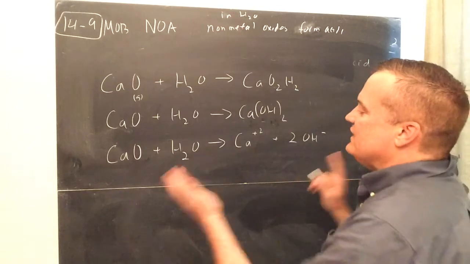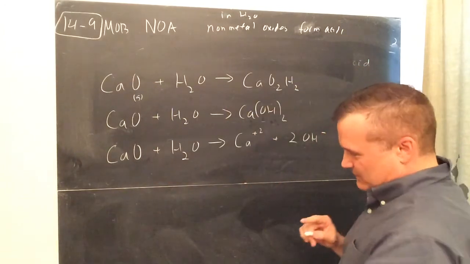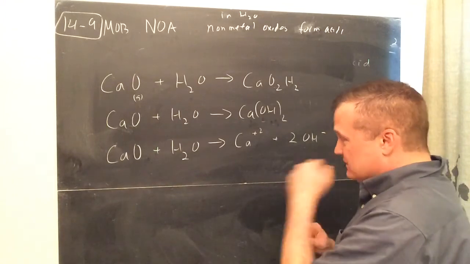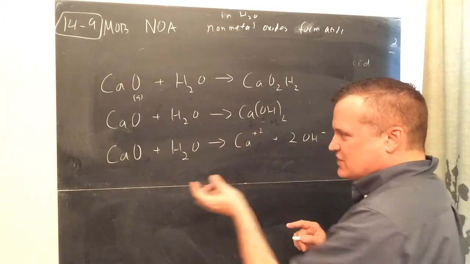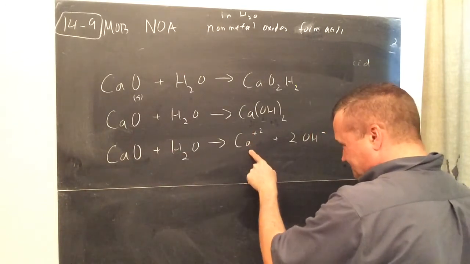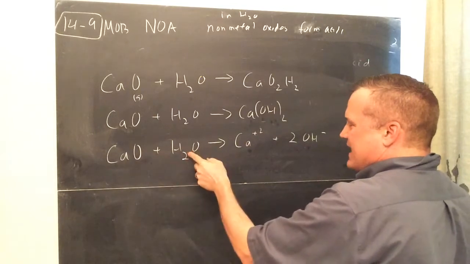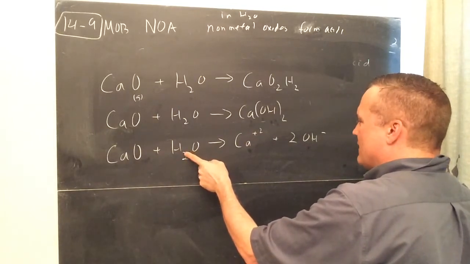Now, if anything is the same on the left and on the right, you cross it out. Remember, they're called spectators. But nothing is the same. Everything undergoes a change. This was a solid. It dissolves in water, but then the calcium is left alone. The oxide reacts with the water.